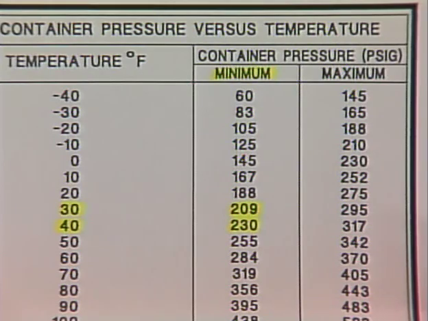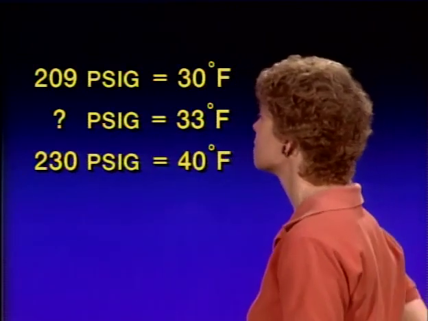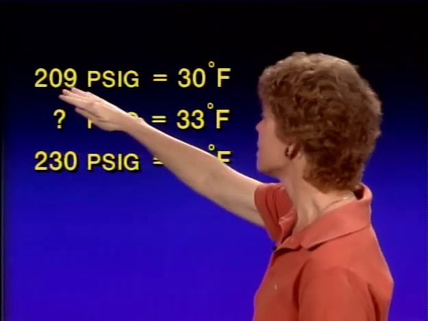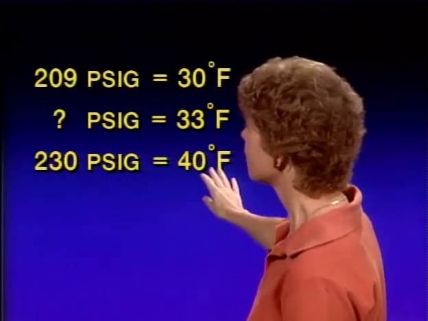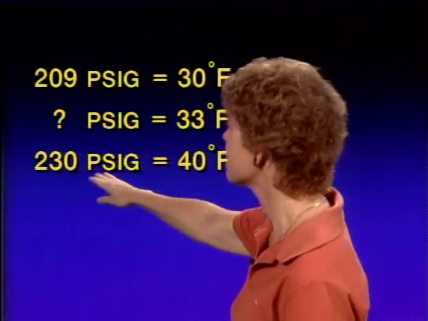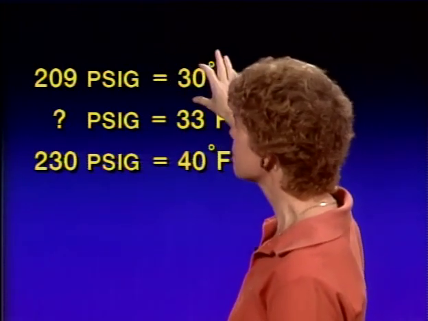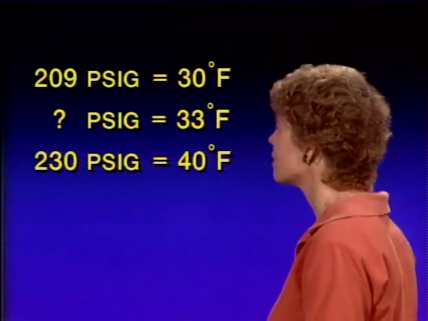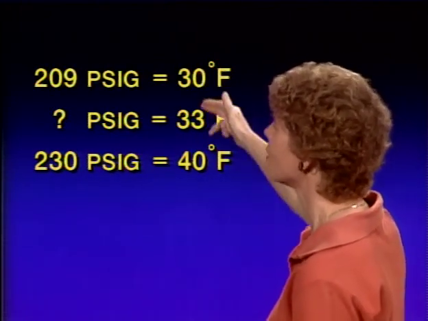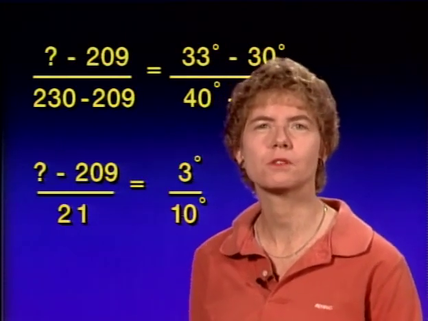The unknown that we're trying to find this time is the allowable pressure at 33 degrees Fahrenheit. At 30 degrees we get 209 pounds per square inch, at 40 degrees we get 230 psig, and we want a ratio between them to find out how much the pressure will be allowed at 33 degrees Fahrenheit. Just eyeballing it, it looks like it's going to be about 3/10 of the way. But let's work through the numbers, and here's how those numbers set up.